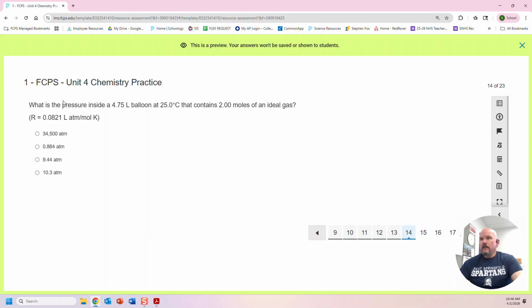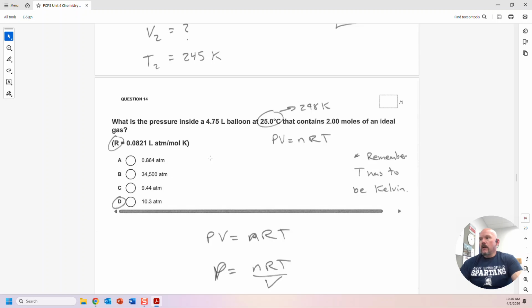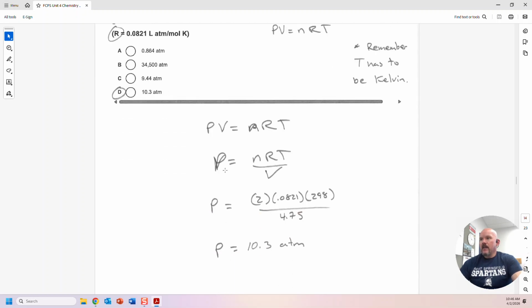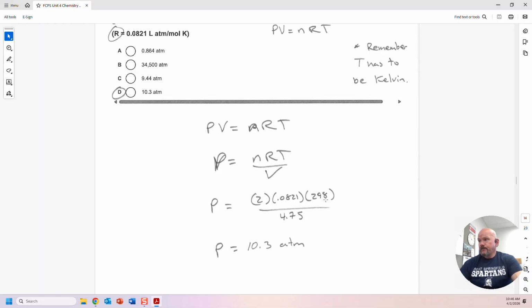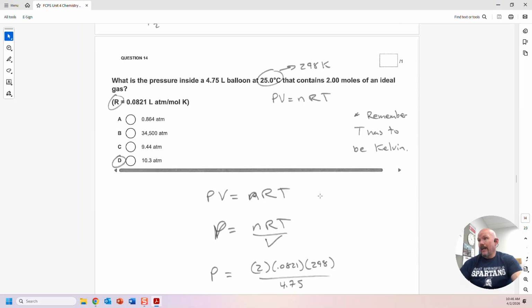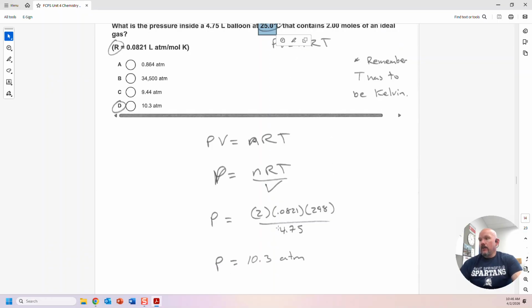We're solving for P in the ideal gas law, and we have everything. The one thing we have to remember is that we have to convert the Celsius temperature to Kelvin before we plug it in, right? So PV equals nRT, so that means P equals nRT over V. n is moles, R is the constant that they gave us. 298 is our temperature. How did I get that? 273 plus 25. Okay, that's 298. And then our volume was 4.75 liters. So we just plug in, we solve for P, and it comes out to be 10.3.